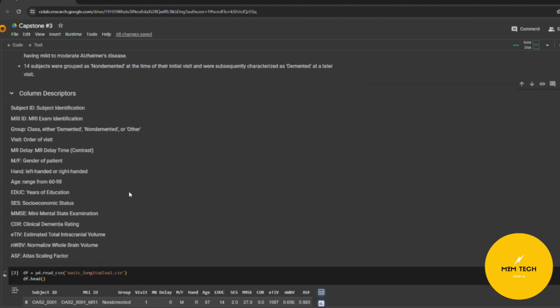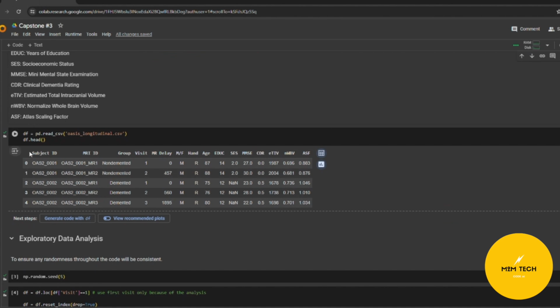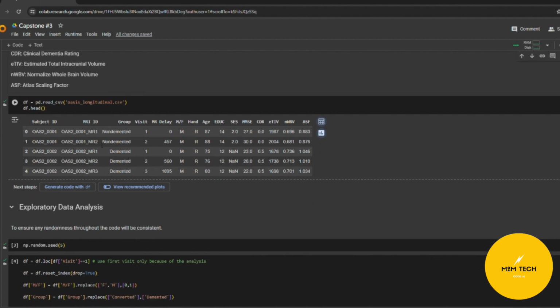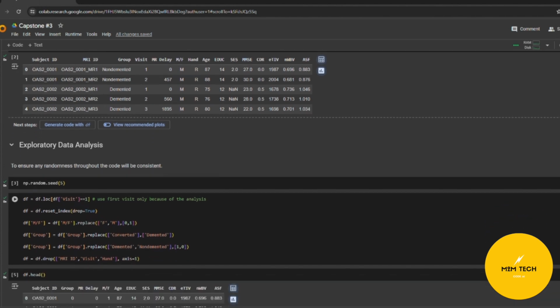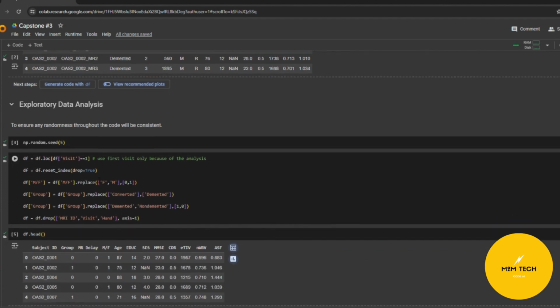So after I've read my dataset into the notebook, I've set my random seed to be 5 to ensure that any randomness throughout the code will be consistent. And I've then pre-processed my dataset. For this analysis, I'm only going to be keeping the first visit.